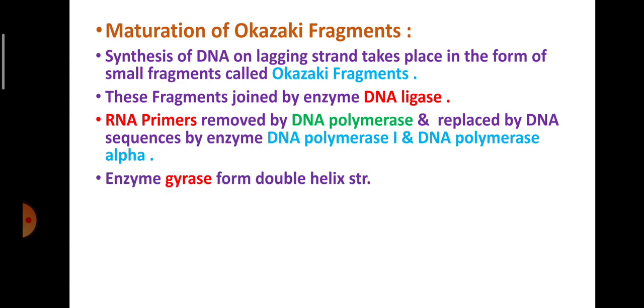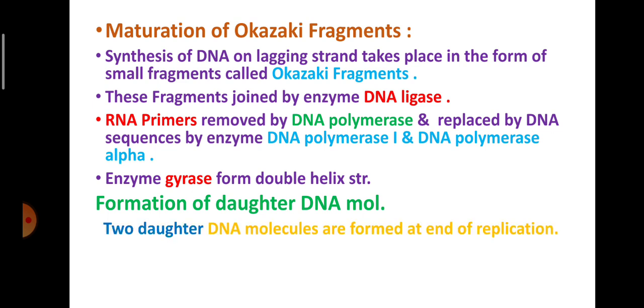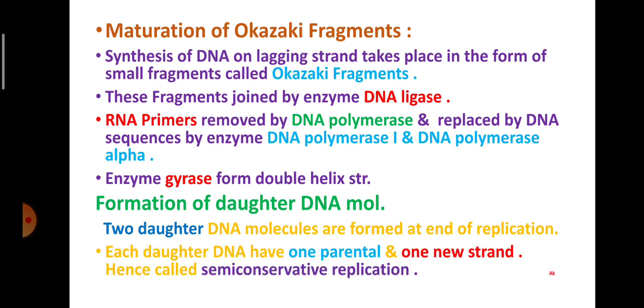Enzyme gyrase forms the double helix structure. Then the daughter DNA molecule is formed. Two daughter DNA molecules are formed at the end of replication. Each daughter DNA has one parental and one new strand, hence it is called semi-conservative replication.